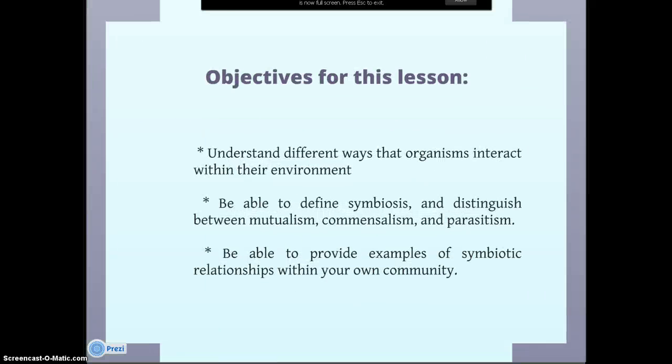Before we dive into the lesson, we need to identify what the objectives of the lesson are. So by the time you complete this lesson, you should be able to understand some of the different ways organisms interact within their environment, be able to identify or define symbiosis, and also distinguish between mutualism, commensalism, and parasitism. And you should be able to show that you fully understand the concepts by being able to provide examples of some symbiotic relationships within your very own community.